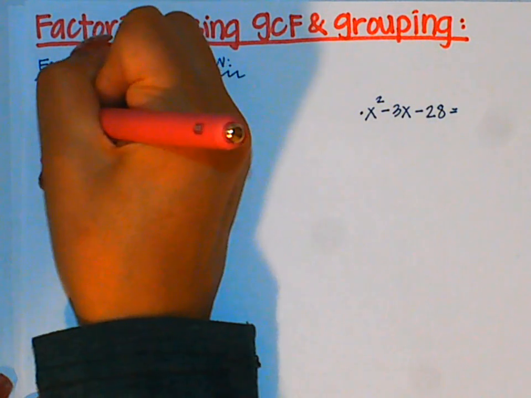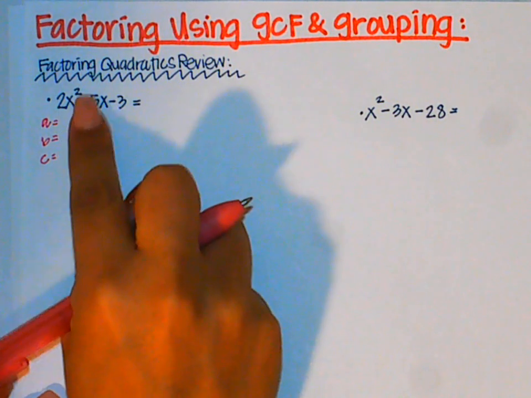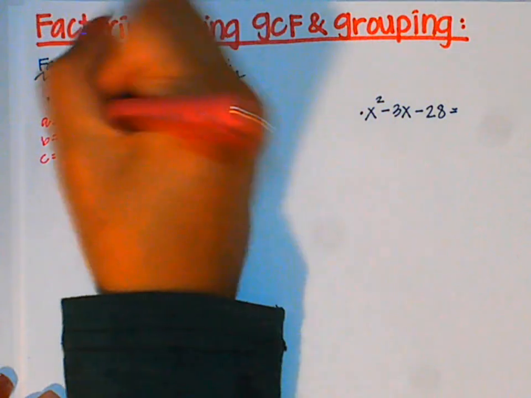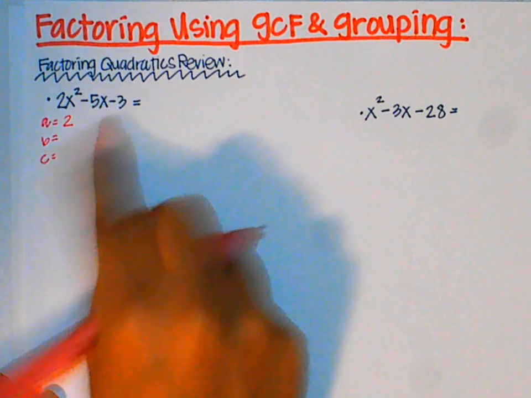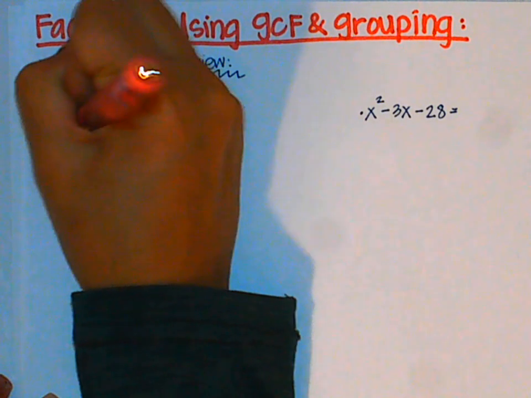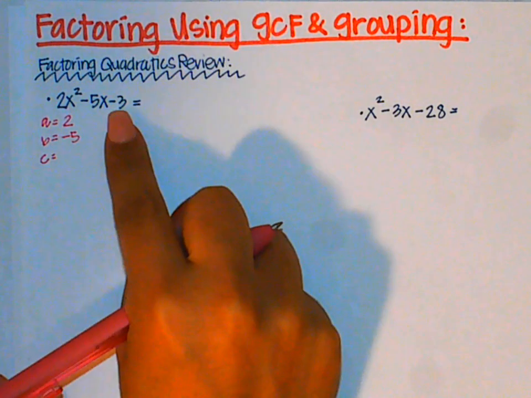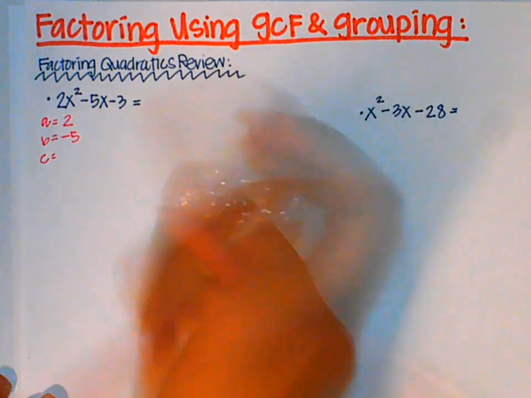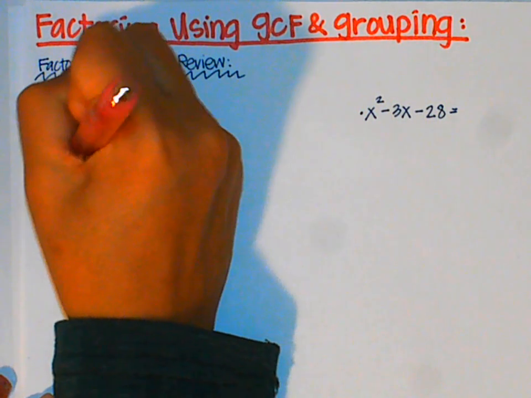So our A value is the number in front of the x squared. In this case, it's 2. Our B is the number in front of our x. In this case, it's -5. And then our C is our constant. It's that number that doesn't have a variable. So in this case, it is -3.